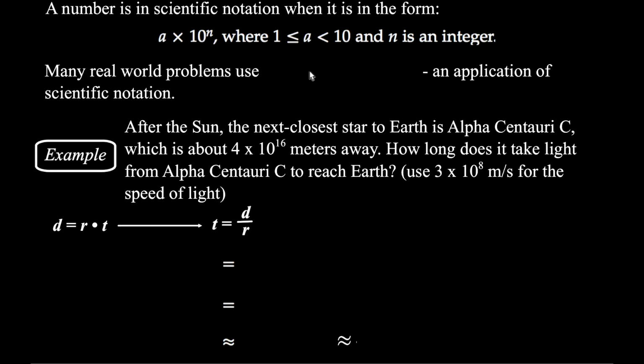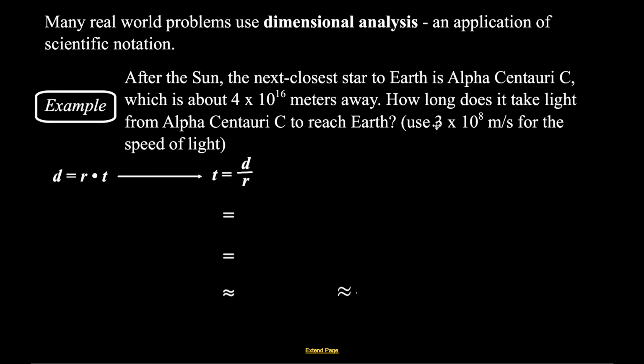And a lot of the problems that we encounter in the real world will use what we call dimensional analysis, which is a specific way to apply scientific notation. So here's a word problem for you. It says, after the sun, the next closest star to Earth is Alpha Centauri c, and it tells us its distance away. We want to know how long does it take light from that next closest star to reach the Earth. So you're going to be using the speed of light, which is 3 times 10 to the 8th meters per second. And we're going to use the formula distance is rate times time.